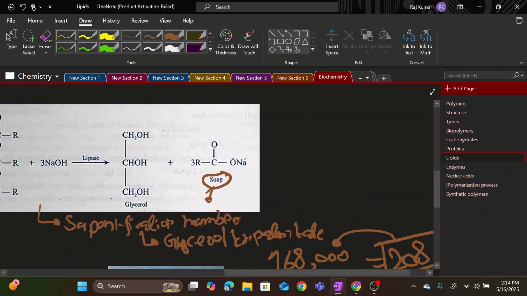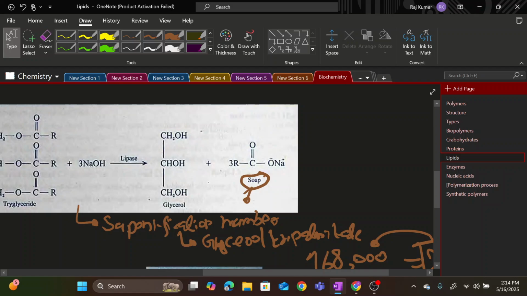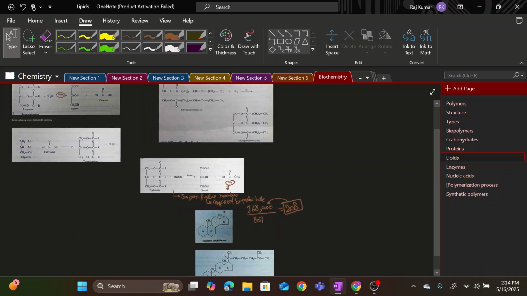An important significance of the saponification number is that when there is an increased saponification number, there are more short chain fatty acids. If there is a decreased saponification number, it means that there are long chain fatty acids. So this is used for telling the length of the fatty acids particularly.